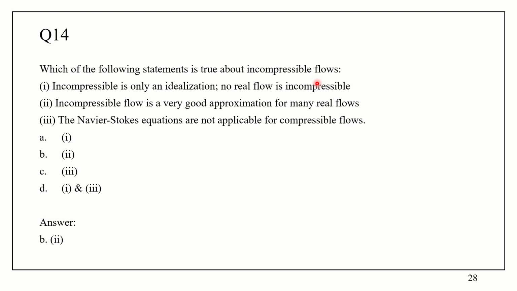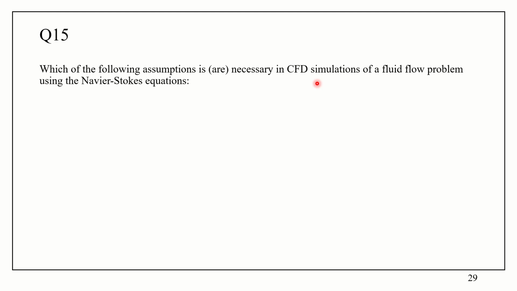Now coming to question 15. Question 15 is the last question for this week 3's problems. I have one more problem from last week actually, but first we will deal with this. Which of the following assumptions is necessary in CFD simulations of a fluid flow problem using the Navier-Stokes equations? Option 1, laminar flow. Option 2, boundary layer flow. Option 3, fully developed flow.